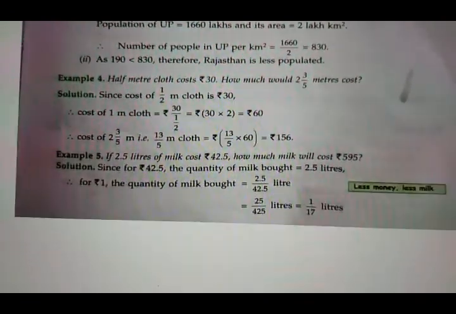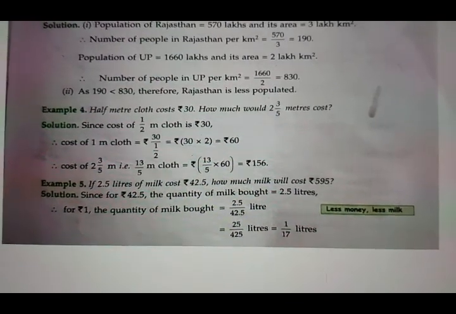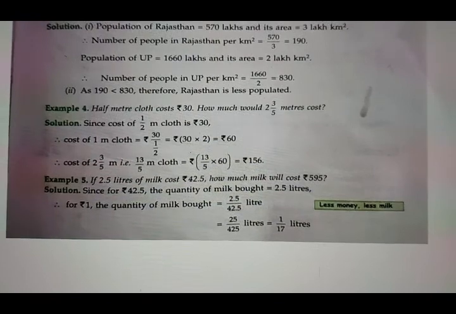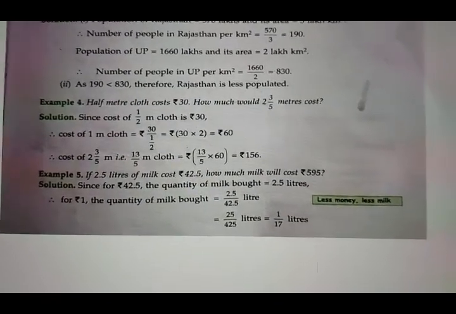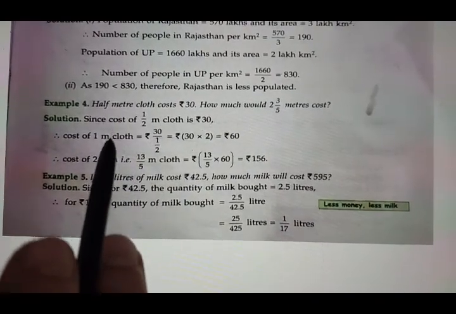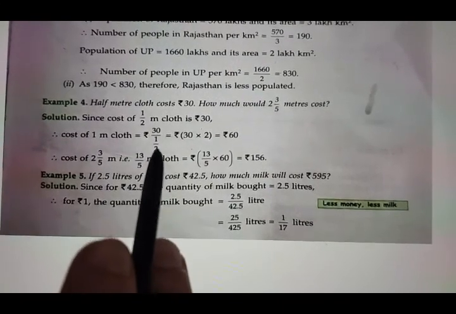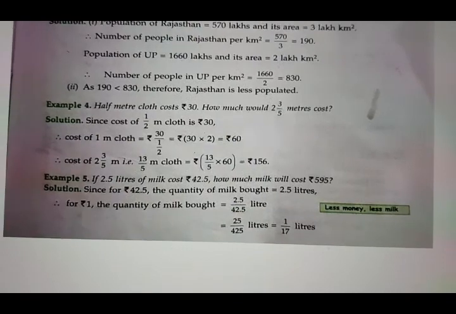Let's deal with the next example. Half meter cloth costs rupees 30. How much would 2 whole 3/5 meter cost? So the cost of half meter is 30. Therefore the cost of 1 meter we'll find here, because we find the value of unit. So we just double it, or we divide 30 by half. Reciprocal will take place. 30 into 2 is 60 rupees.